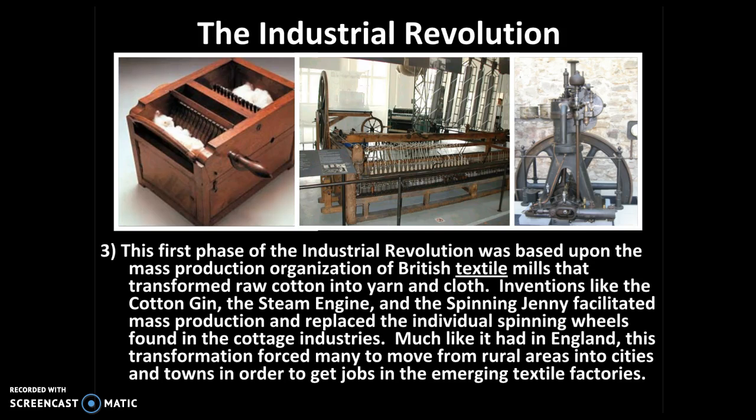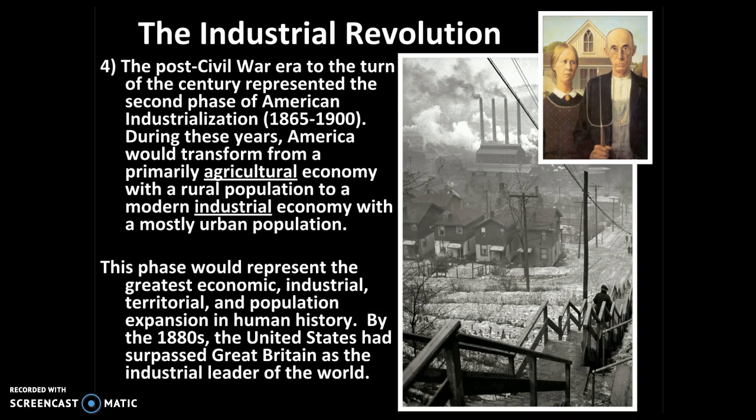And so the first phase of the Industrial Revolution was really based on the production of cotton. Before the Civil War, a lot of inventions like the cotton gin, the steam engine, and the spinning jenny really facilitated the movement of cotton into factories to create textiles and clothing. And a lot of this emerged from the British want for that cotton, which is why the South had such an economic influence before the Civil War. But after the Civil War is where we really see the greatest phase of change, of economic and territorial expansion.